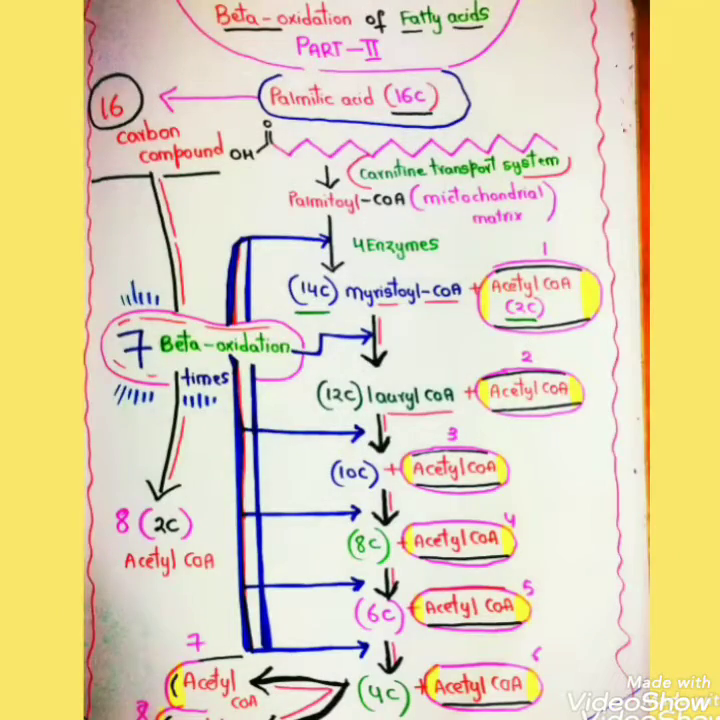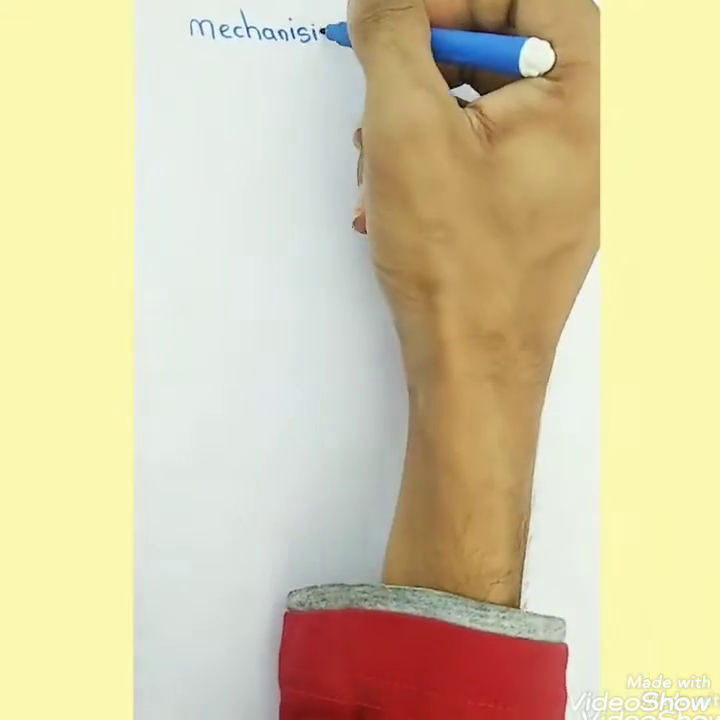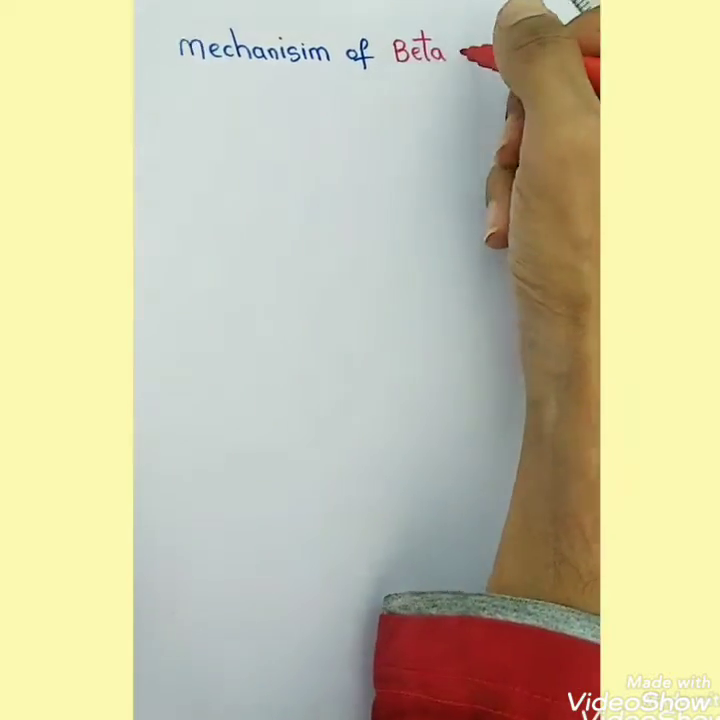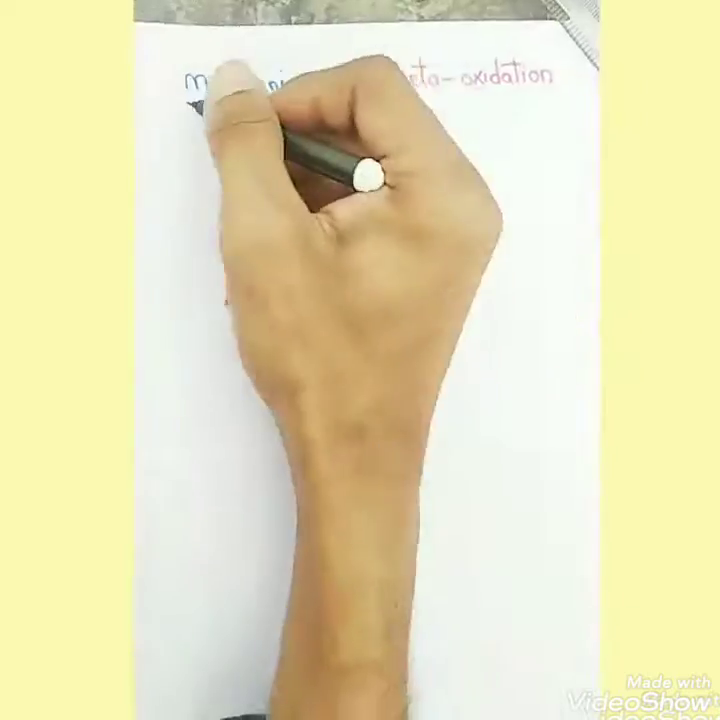So the 16-carbon palmitoyl-CoA will be converted into a 14-carbon compound, then a 12-carbon compound, then a 10-carbon compound, then an 8-carbon compound, a 6-carbon compound and a 4-carbon compound, yielding acetyl-CoA in each step. Let us see the actual mechanism of the beta oxidation step by step.